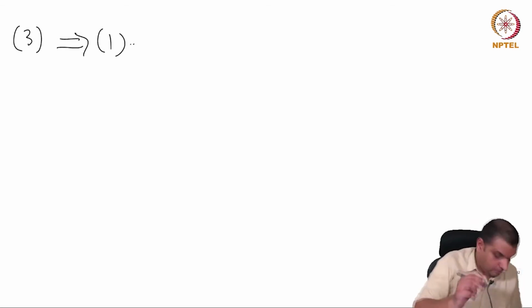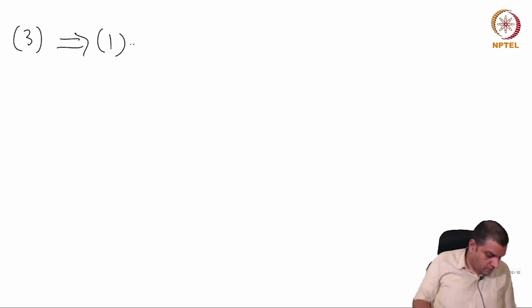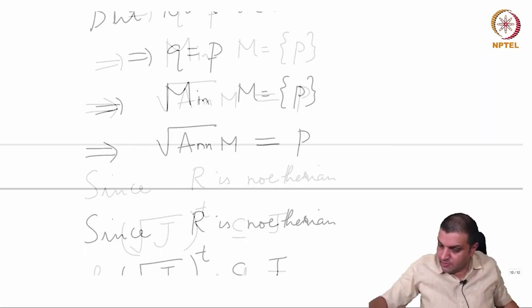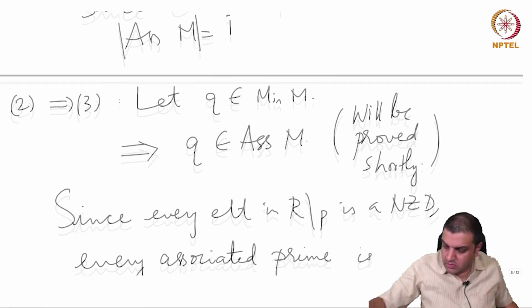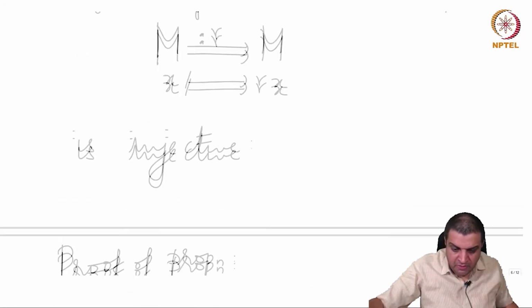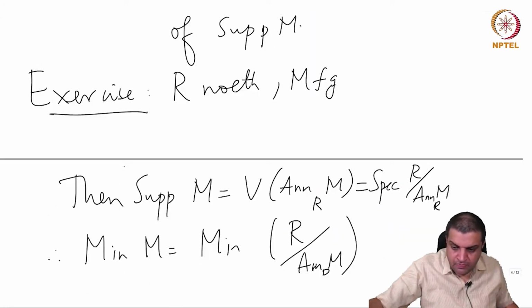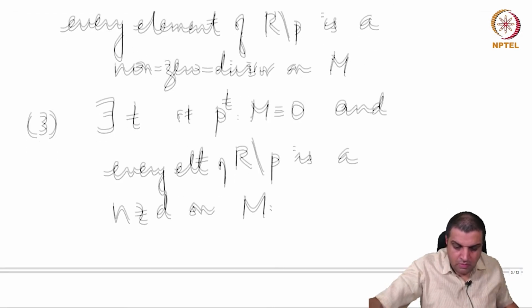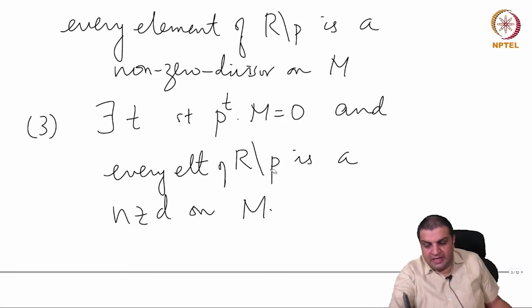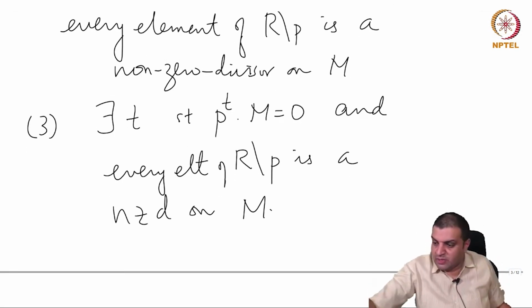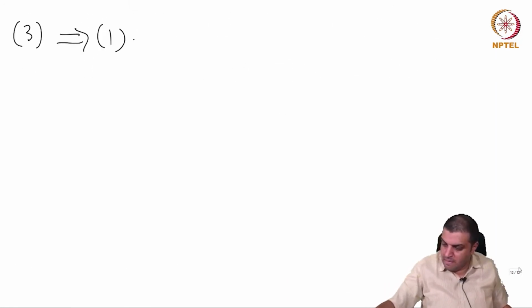Three implies 1. Okay. So 3 says that some power of P annihilates M, and every element of this is a non-zero divisor on M.